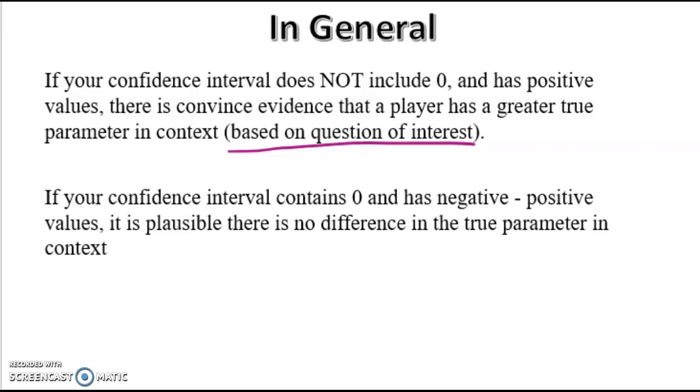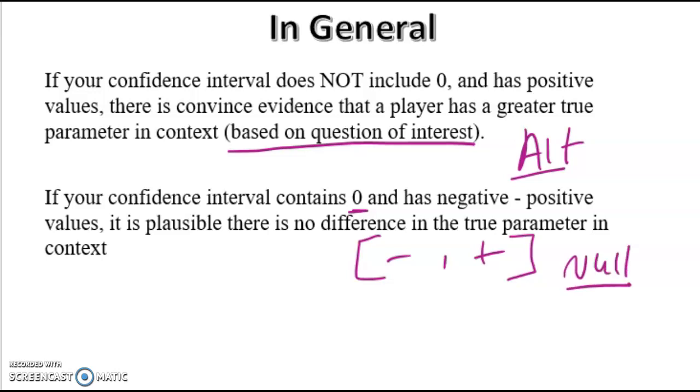If your confidence interval does contain 0, meaning it goes from a negative value to a positive value, that means there is no difference in the true parameter. So the conclusion up here supports whatever our alternative hypothesis is, whereas this one will support whatever our null hypothesis is. Now you won't necessarily be writing an alternative and a null, but if we're talking about a change, it happens if I have an entirely positive or an entirely negative interval, whereas there is no change because of that big 0, which supports the null hypothesis.